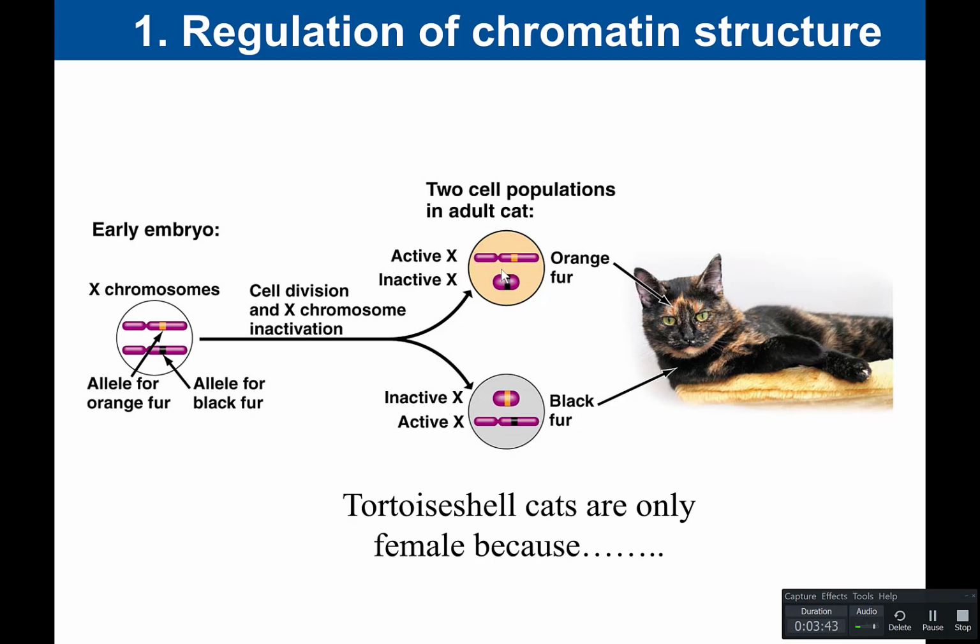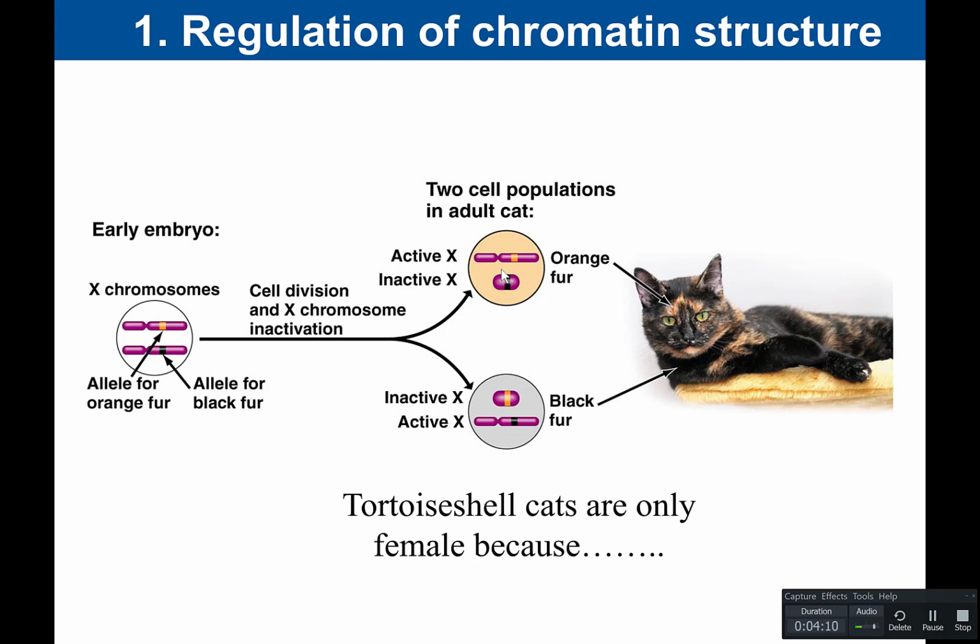So you will end up with the orange allele being active, and you end up with orange patches on the cat. In regions where the orange allele is inactive, meaning that chromosome is the bar body, the black fur is going to be the one that's expressed. So you end up with black patches. And so these cats have this unique pattern of orange patches and black patches.